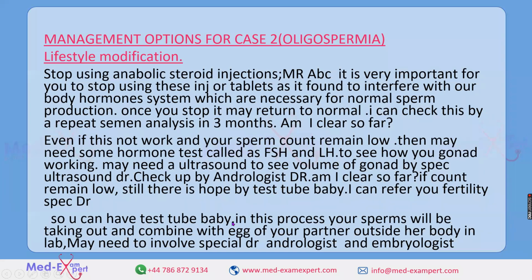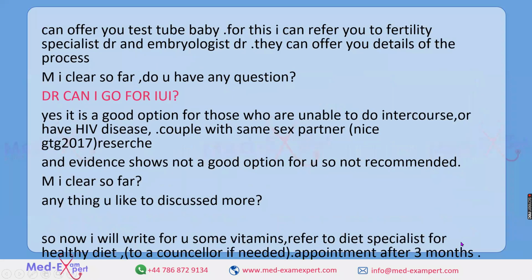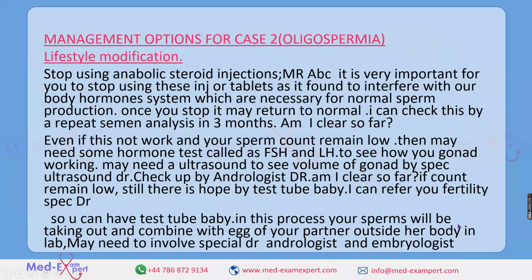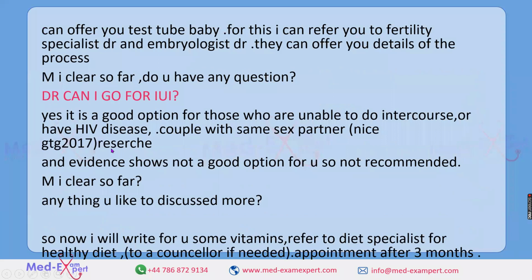Okay, so you can have test tube baby. In this process, your sperms will be taken out and combined with the egg of your own partner, outside the body in a lab. May need to involve a specialist doctor, andrologist, and embryologist. Okay, if you don't like to explain, if you see that there is not too much time, you can just stop here at test tube baby.